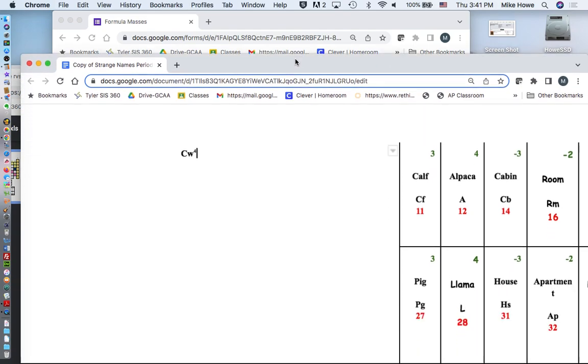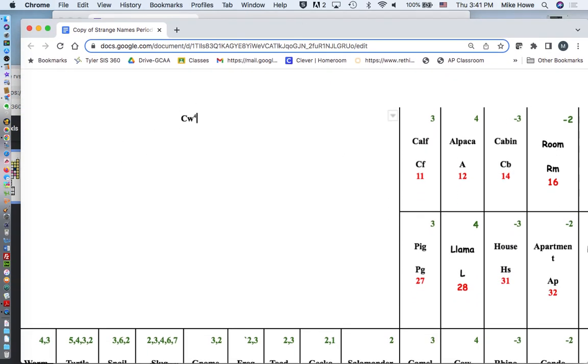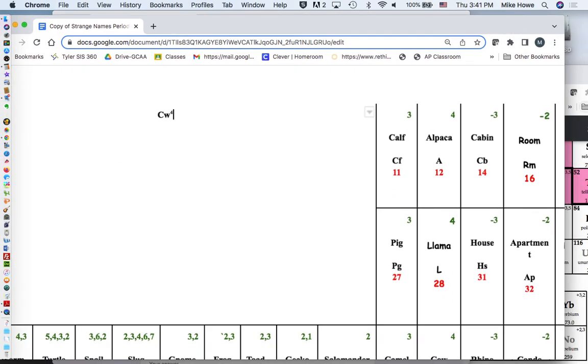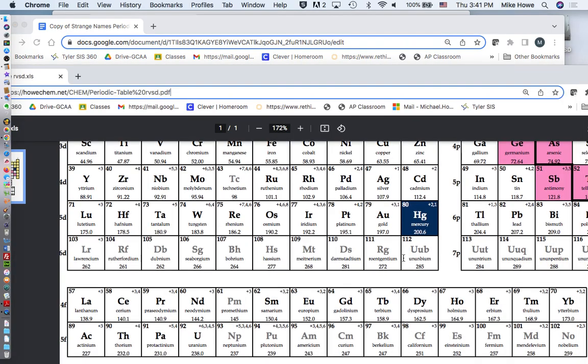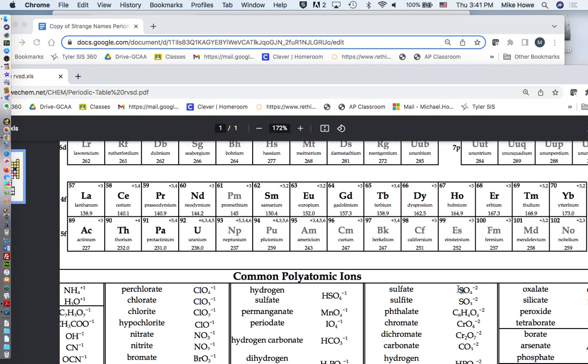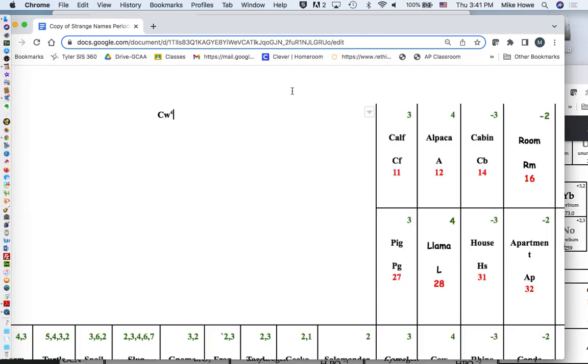See it right there. So to find sulfate, you have to go to the real periodic table that I gave you. Look down at the bottom. Sulfate's right here. It's SO4 with a -2 charge. Once again, SO4 -2. So let's put that in. SO4. You don't have to write the charges in, but I'm doing it so that you can see what they are.